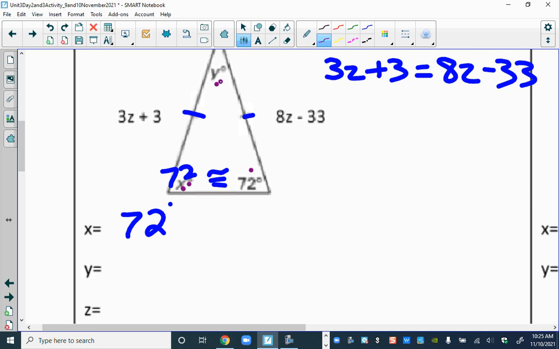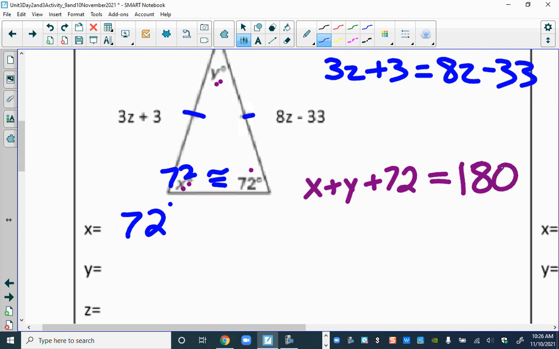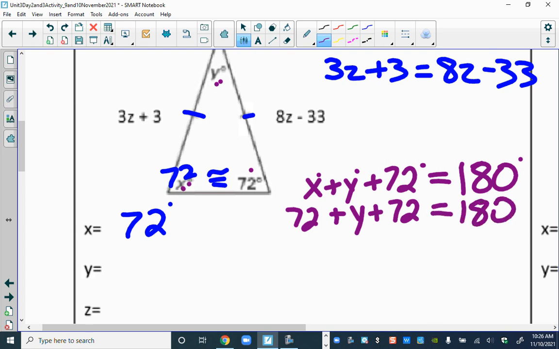So in the original triangle, x plus y plus 72 is 180 because that's a triangle. The sum of the angles adds up to 180. You agree to that, right? But we already know what x is. What is x? 72, you're right. So you have a 72 plus a y plus another 72 that gives us 180. In the end, 36 is going to be the value of y.